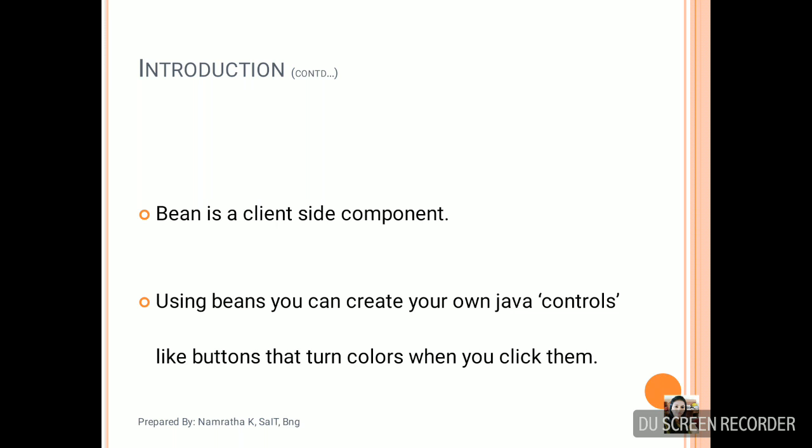Then using Java Beans, you can create your own Java controls. For example, suppose you have created a button. When you click that button, you want to change the color of the button. That control is in your hand. When you create the Java Bean, you write that when the mouse clicks, it should change the color. So using beans you can create your own Java controls.